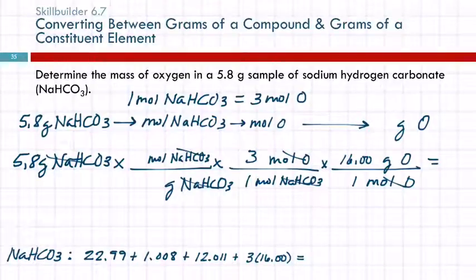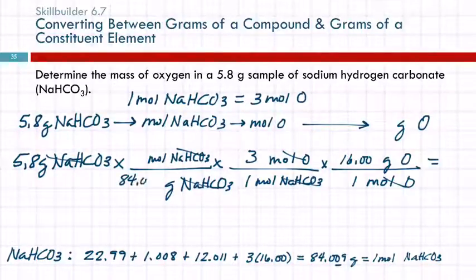22.99 plus 1.008 plus 12.011 plus 3 times 16. 84.009 grams is equal to 1 mole of sodium hydrogen carbonate. Now that would really only have like 4 significant figures. If I look at my significant figures before I start doing the math, here I've got 2 sig figs. This one has 4. This is exact. That has 4. My answer is just going to have the 2.